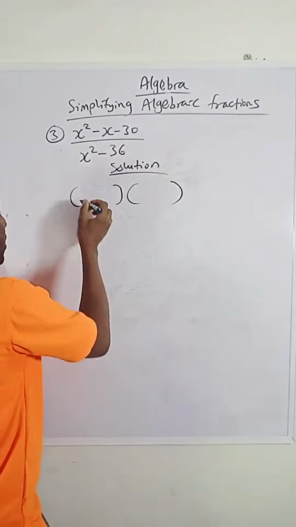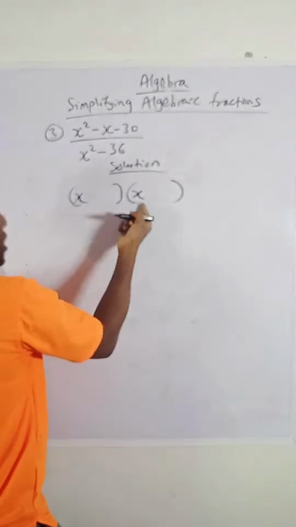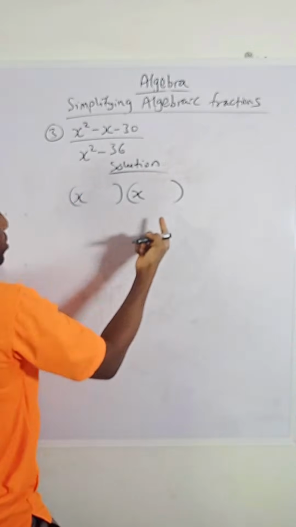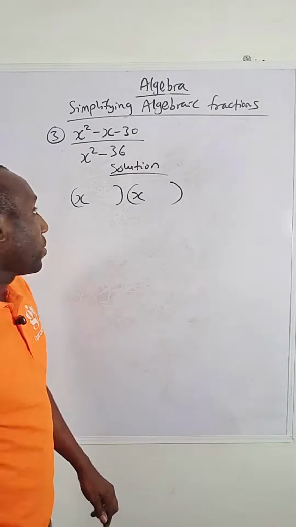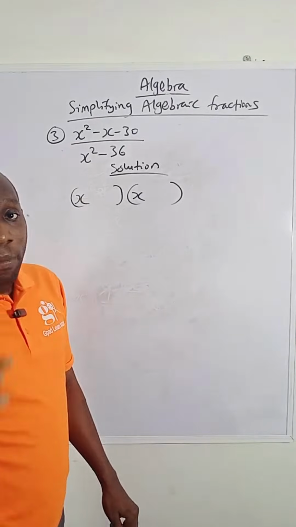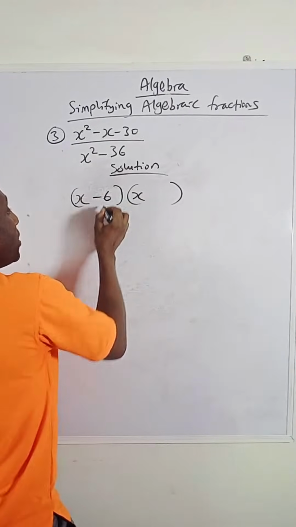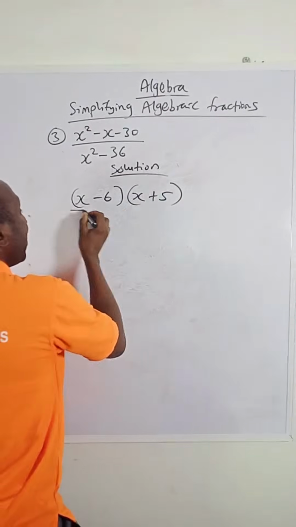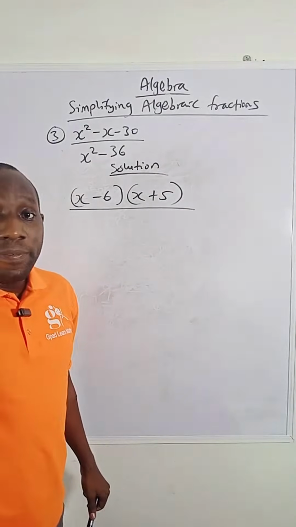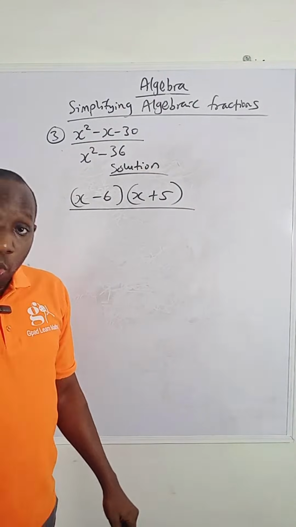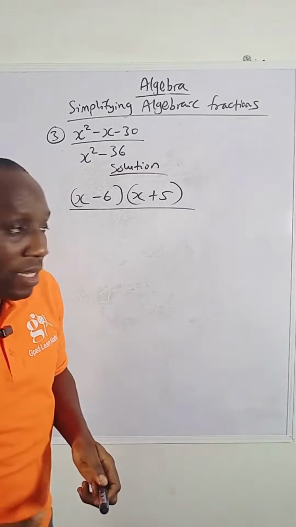You see that? Then you write x. You write x here. X because of this x squared. I'm just distributing it. What were those two factors that we got? Minus 6 and plus 5. So you write minus 6 here and then plus 5 here, all divided by what? This is what we call difference of two squares, and we can factorize it easily.